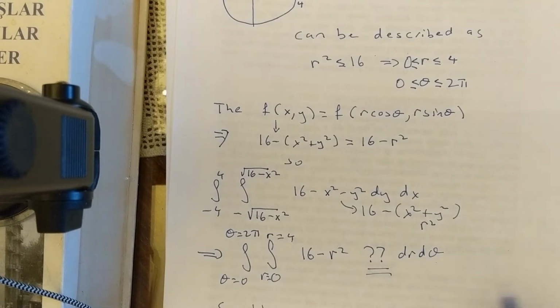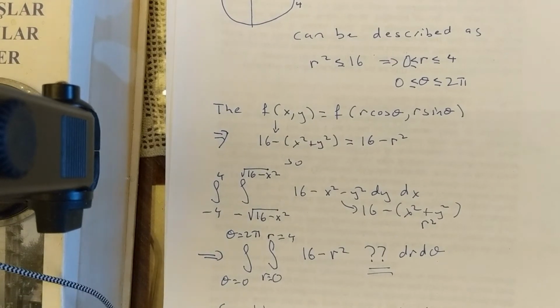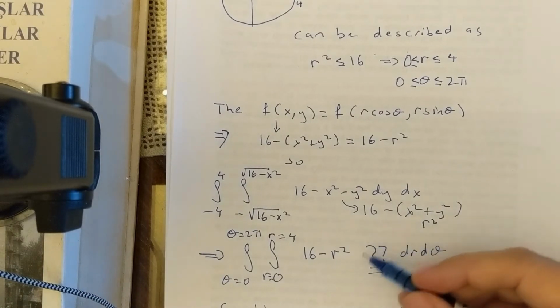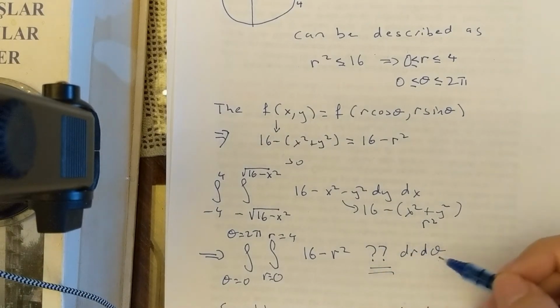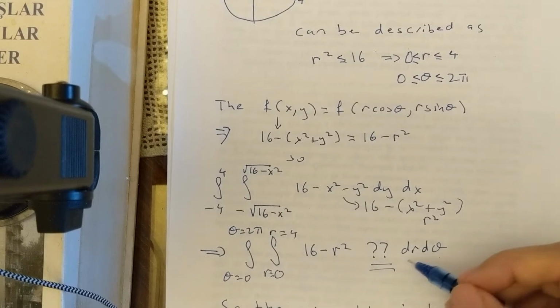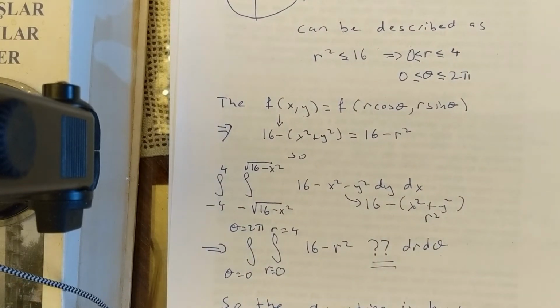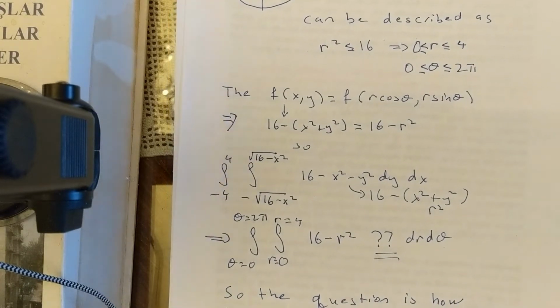But what about the conversion? Remember, when you're doing substitution, there's always some term. When you're changing the variables, there's a cost to it. How do I convert dx dy into dr d theta? What is the conversion from dx dy to dr d theta? How would I actually calculate it?